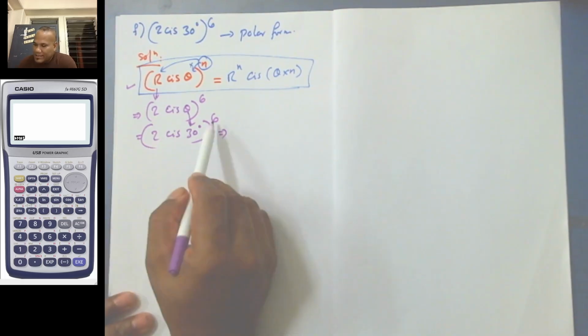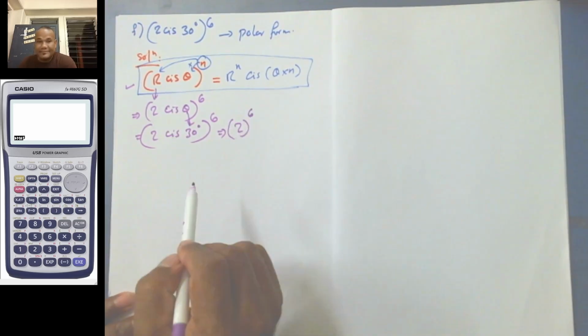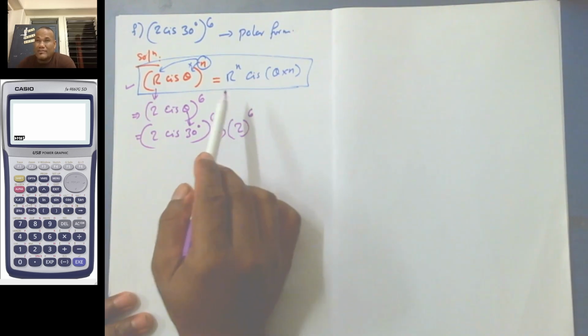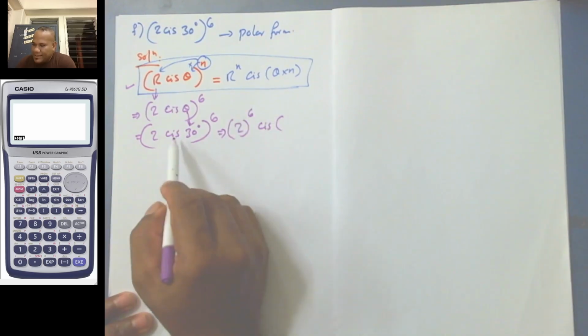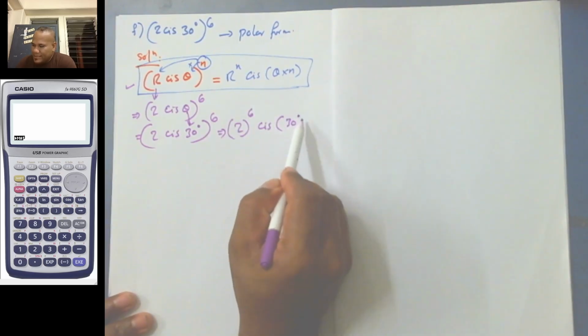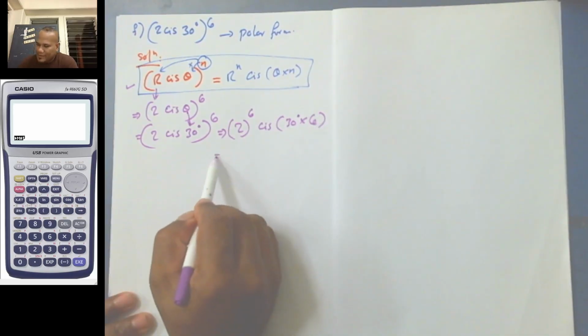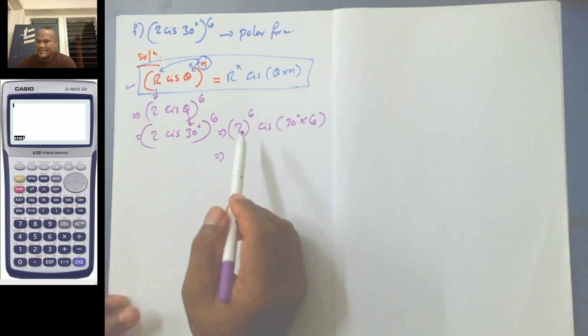So this is 2 to the power of 6. Many students make this mistake in the exam. They forget to write down the formula. The formula is like your map. So that's theta. Our theta in our case is 30 degrees times 6. So what is 2 to the power of 6?